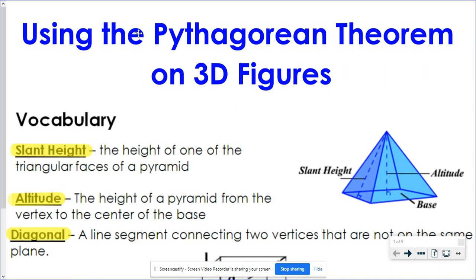Hello again, math students. Today we're going to stick with the Pythagorean theorem one more time, and we're going to be talking about using the Pythagorean theorem, but in 3D shapes, like the kinds of shapes that we were talking about sometimes when we were working on our volume unit.